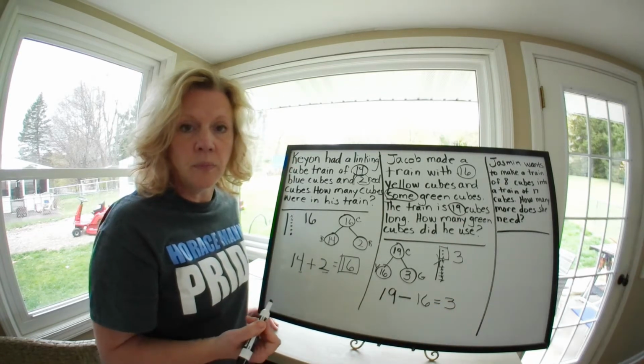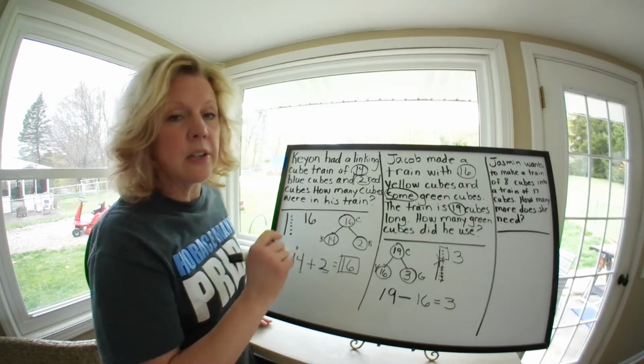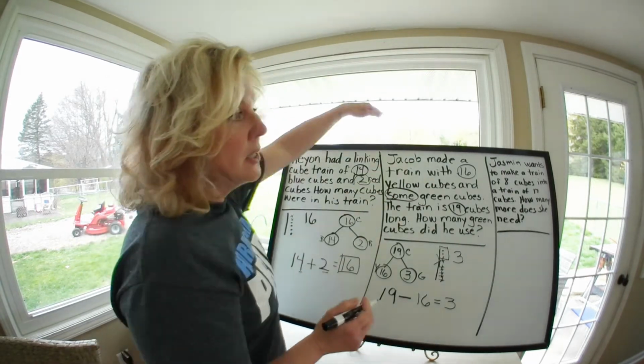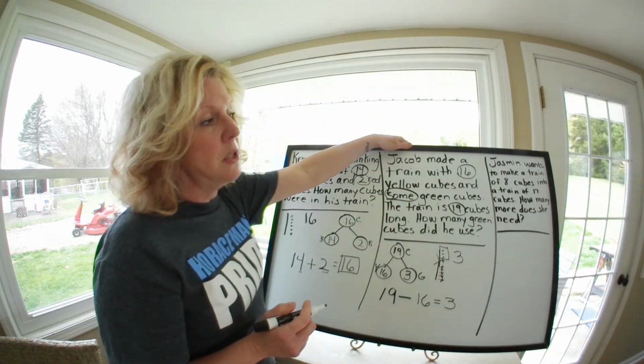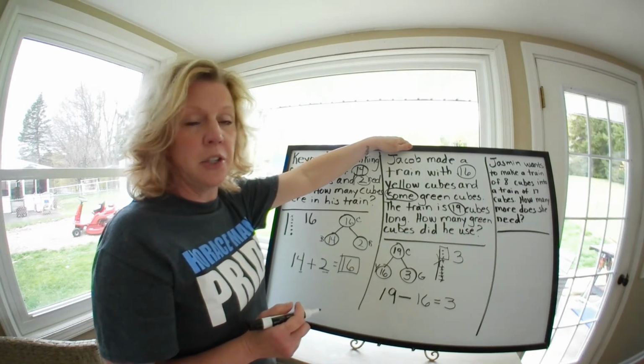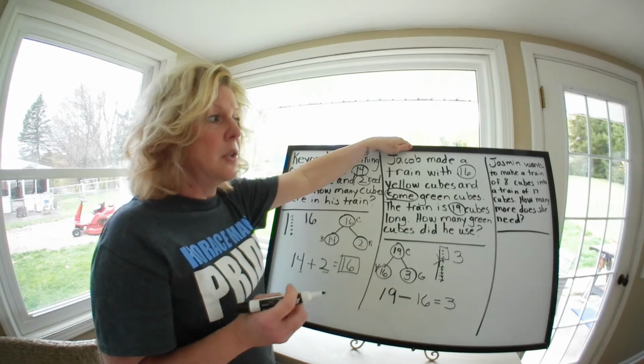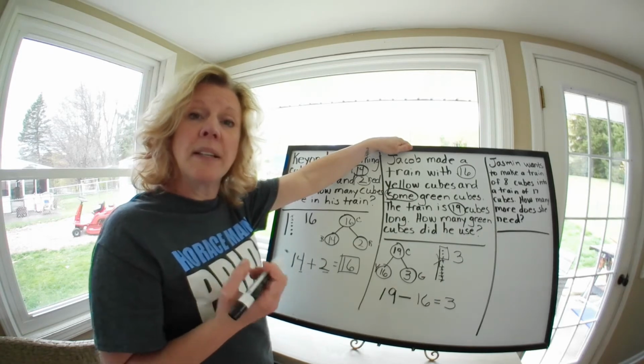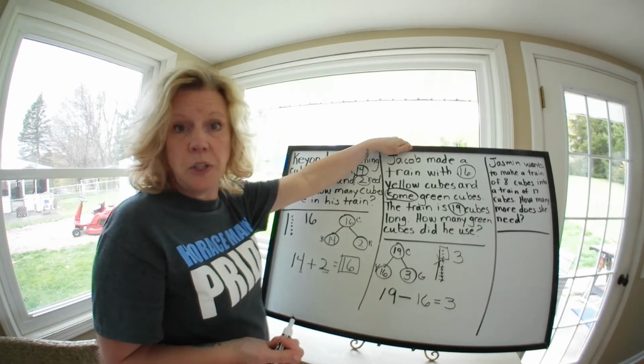Okay? Lastly, let's look at the last problem. Jasmine wants to make a train of 8 cubes into a train of 17 cubes. How many more does she need? Okay, so we know she has 8 but wants 17. How do we do it?